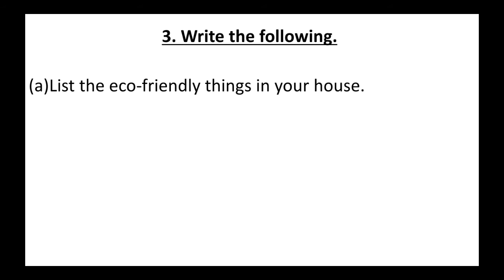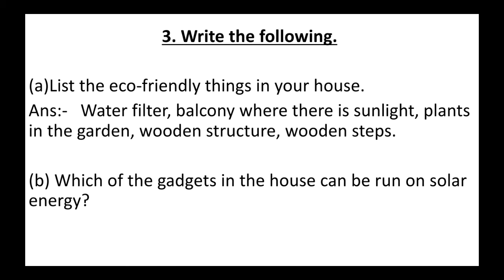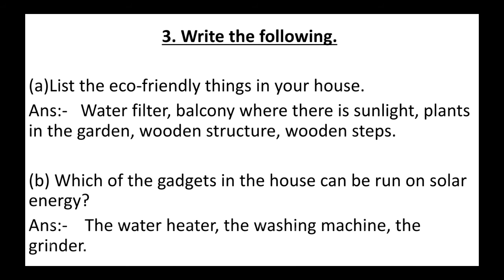Write the following. List the eco-friendly things in your house. Now you have to observe in your house and list them. I have listed some of them. The answer is water filter, balcony where there is sunlight, plants in the garden, wooden structure, wooden steps. Second question, that is B. Which of the gadgets in the house can be run on solar energy? Answer is the water heater, the washing machine, the mixer grinder.